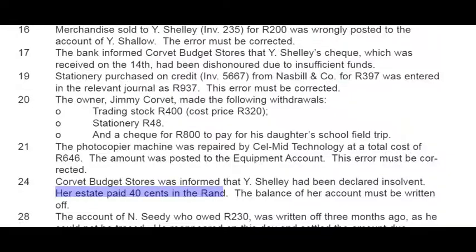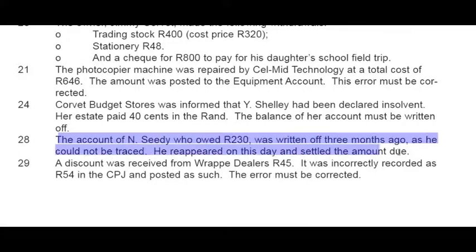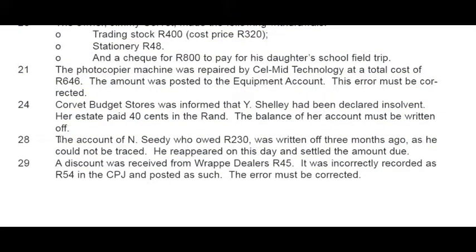And because owner's equity is debited, it's minus in owner's equity. Then we're almost done. Two last transactions. On the 28th, it says the account of NCD, who owed 230 Rand, was written off 3 months ago as he could not be traced. He reappeared on this day and settled the amount due. Now, this is one of the transactions that we haven't dealt with in the past. Let me just highlight this.